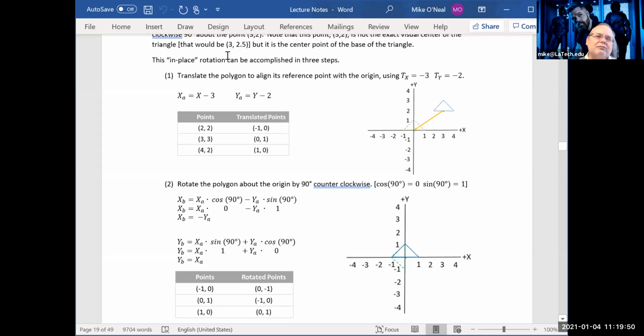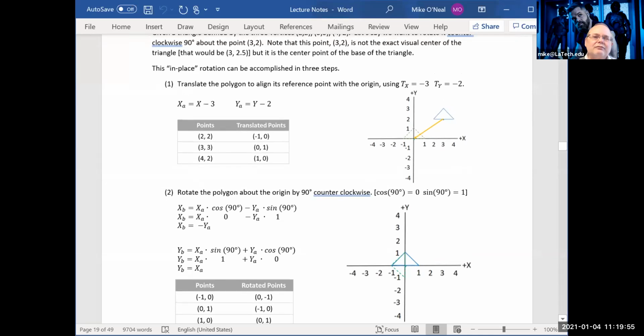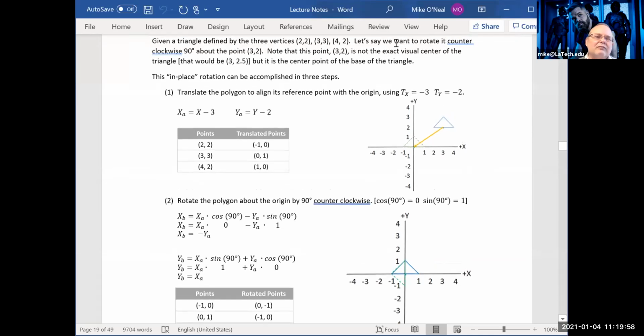Sorry, hold on. It's 3, 2. 3, 2.5 would be if I had put the point right there. So I'm misreading my notes. The reference point is 3, 2, as you can see here. So because it's 3, 2, I want to move 3, 2 to 0, 0. So I have to subtract 3 in X, and I have to subtract 2 in Y.